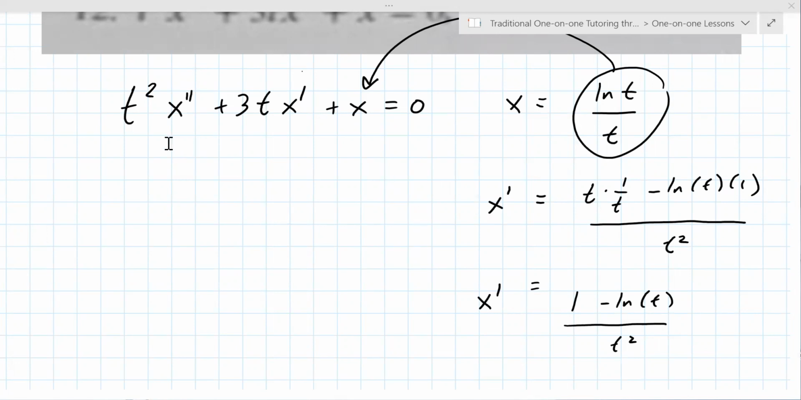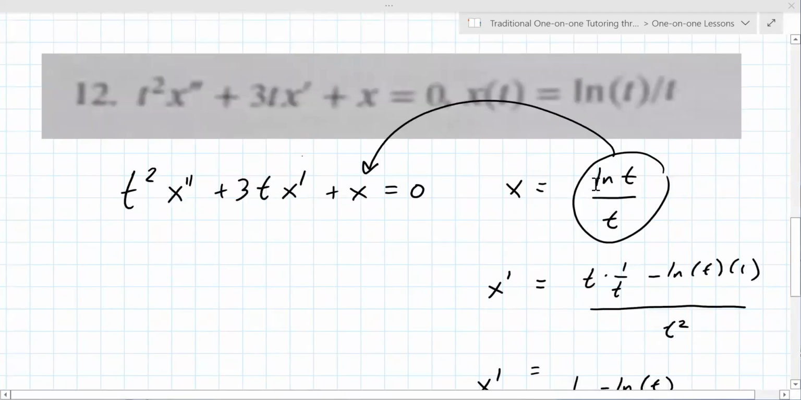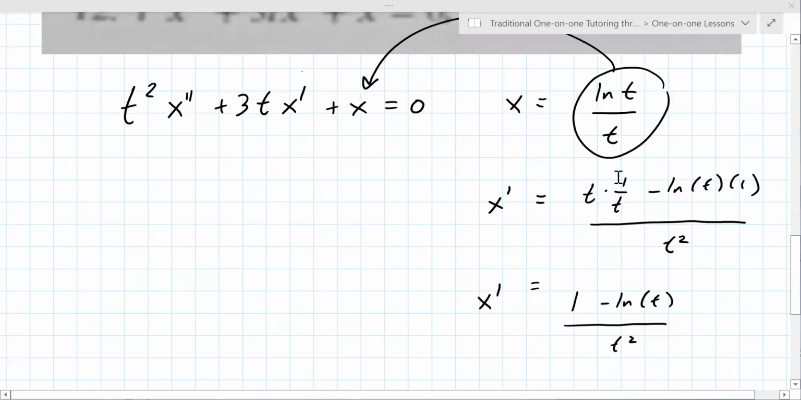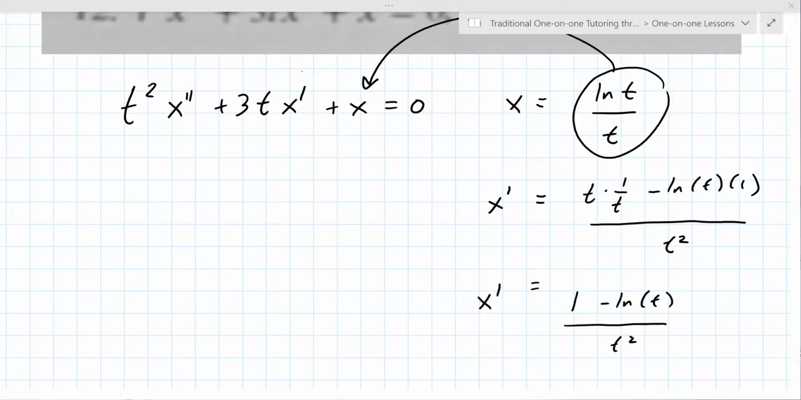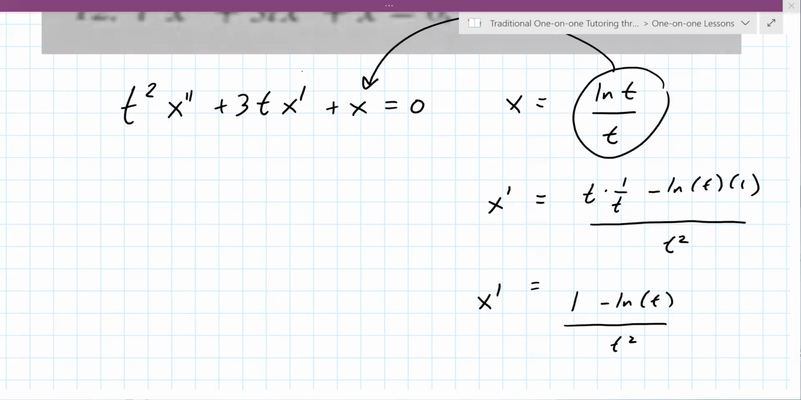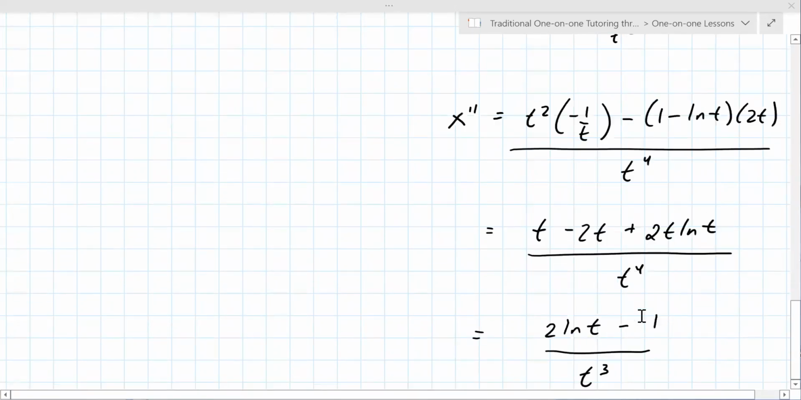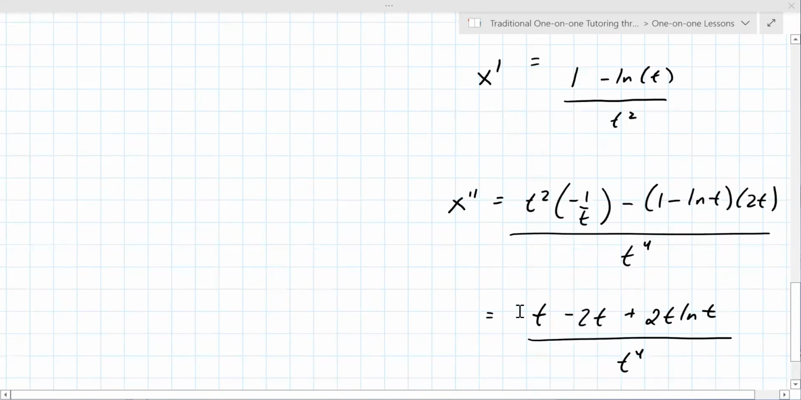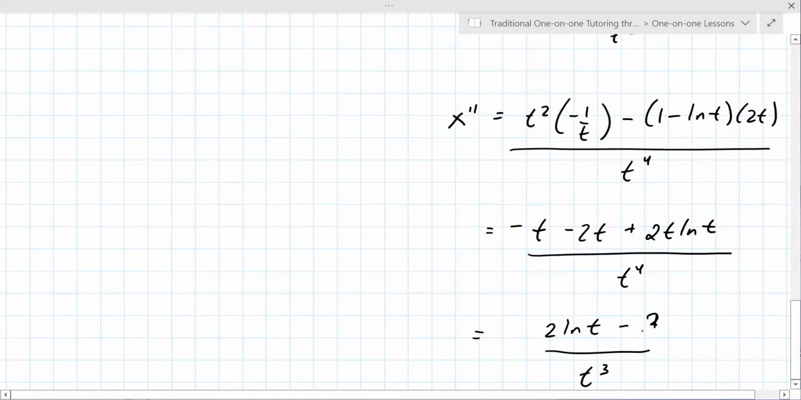What's the x? x is natural log of t over t. Oh, I was looking at 11 by accident. Okay, that makes sense. So this is right, but I think I messed up the... Okay, so you just replace. Okay, I see what you're doing. We're going to replace them, but I made a mistake here. Oh yeah, this is negative t. That's why. Okay. So you did quotient rule for both. Yeah.